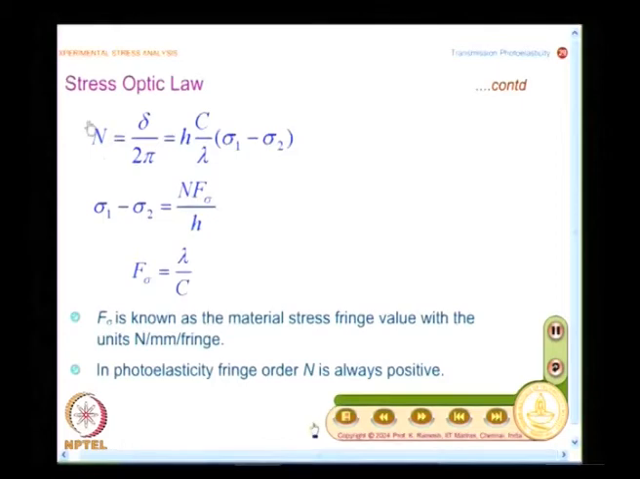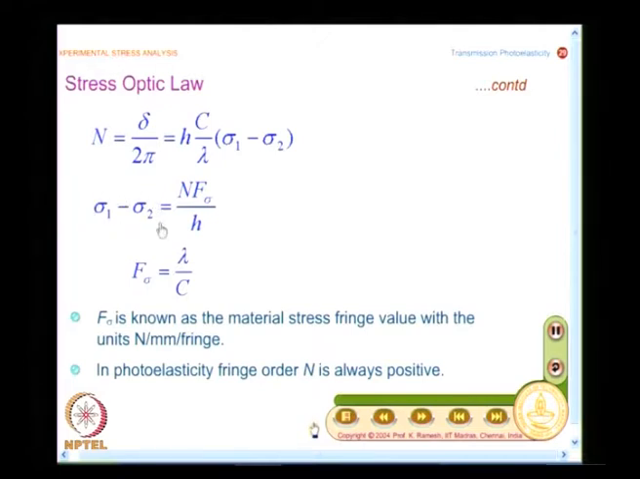Why is it so? That comes from this expression, because when I say sigma 1 minus sigma 2, I always arrange the principal stresses in algebraically decreasing order, that is sigma 1 is algebraically the greatest, sigma 2 is middle and sigma 3 is the least. So, this will always be positive.